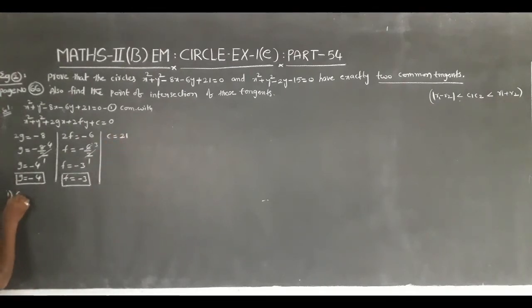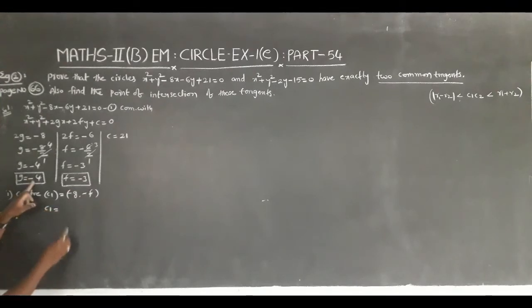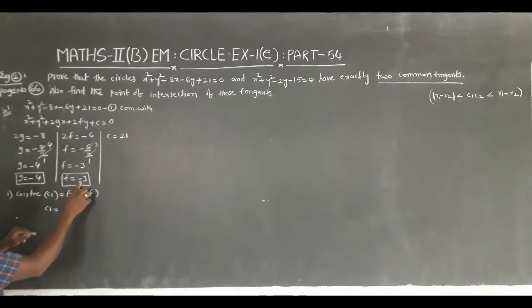First, find the center of the first circle. C1 is equal to the center formula, minus g comma minus f. Minus g, g is equal to minus 4, minus into minus plus 4, comma minus f, f is equal to minus 3, minus into minus plus 3. Therefore, C1 is equal to 4 comma 3.